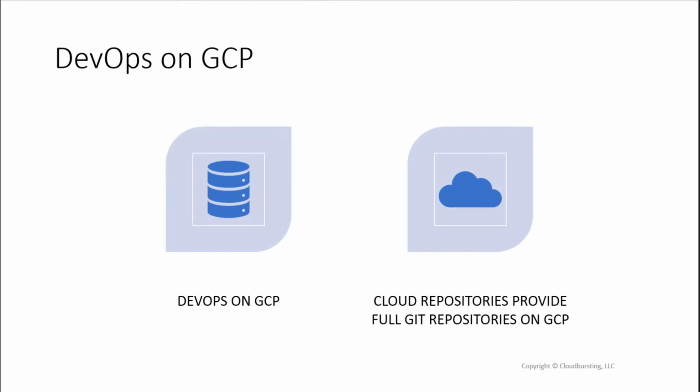Now, let's say, for example, we want to go ahead and basically use GitHub. We may be using GitHub or Bitbucket, for example. However, we decide that we don't want to use something that's publicly open or available, or we want to control our source code. Cloud Source Repositories is a really good tool to enable that. This is going to provide a full Git repository on Google Cloud Platform, and we'll talk more about that as well.